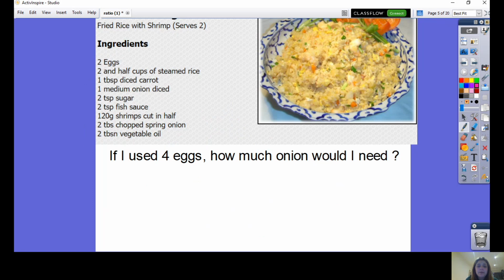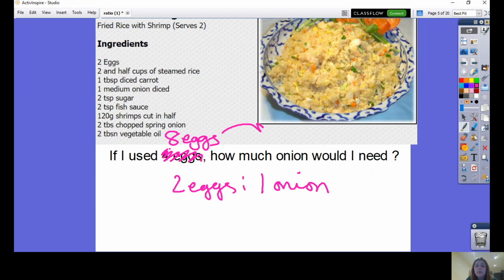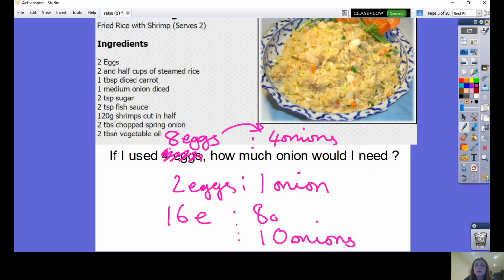I'm going to change that recipe now, and that question, and I'm going to say, what if we had 8 eggs? Now, we've already said to get from 2 eggs to 1 onion, I just need to divide by 2. So here, I divide by 2. If there were 8 eggs, there would be 4 onions. What if there were 16 eggs? How many onions would you need? Well, then 8 onions. What if there were 10 onions? How would we go backwards to the eggs? What would you need to do? Well, then if you think you need to times by 2 to get the double, 20 eggs.